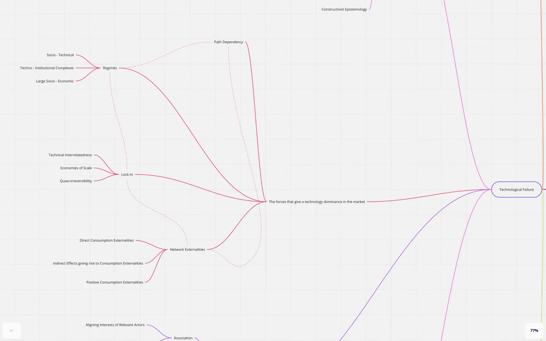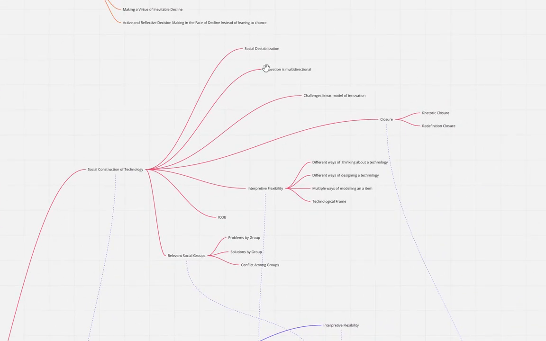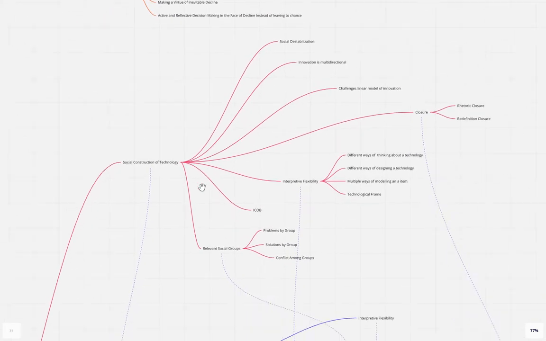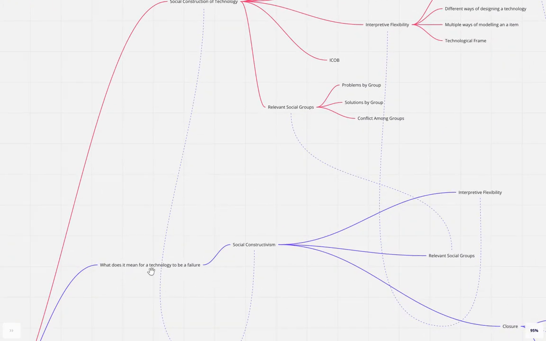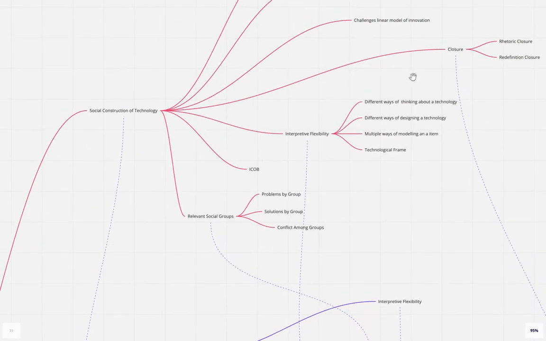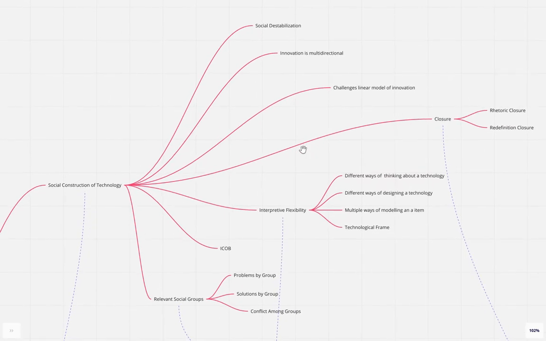Following the forces that give technology dominance in the market, we talked about social construction of technology, and I again broke it down into what I thought were the main topics being discussed that day, and broke those down further if I could. And you can see that there's no connection within these, but I actually connected to another week, our first week, right, where we talked about what does it mean for technology to fail, and we talked about some of these topics. So I thought I'd link them back to the week where we discussed them in more detail, right?